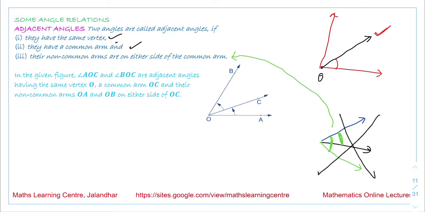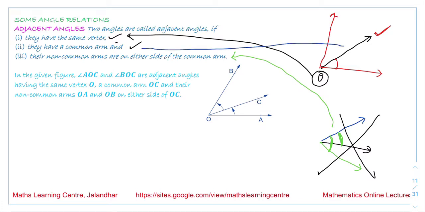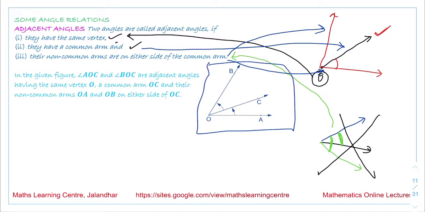So our three conditions are: first, they have the same vertex. Second, they have a common arm, and third, they lie on both sides of this common arm. Then those angles are called adjacent angles. The same thing is explained in this figure, that OC is the common arm, O is the common vertex, and OA and OB lie on either side of OC.